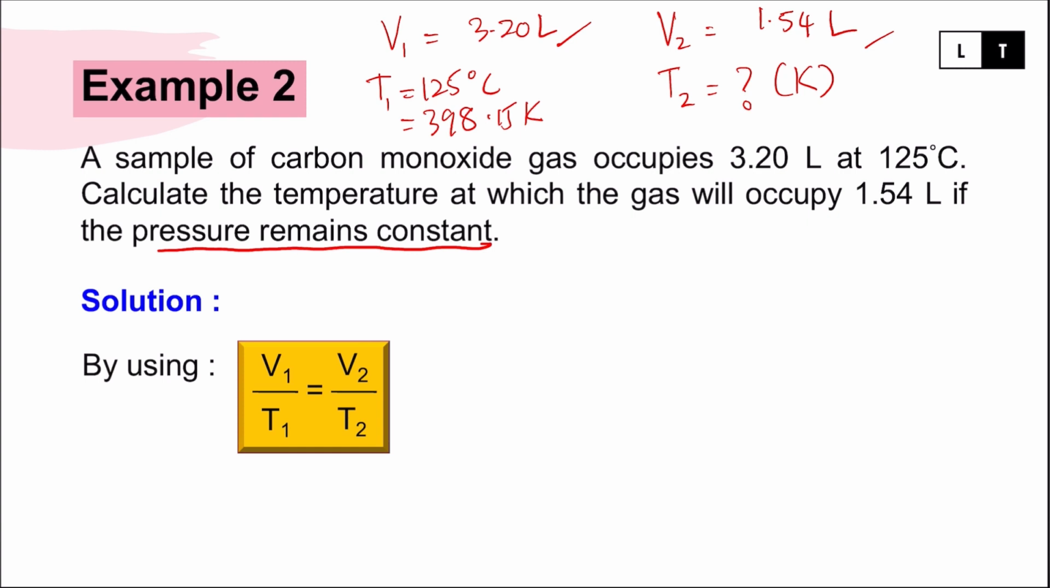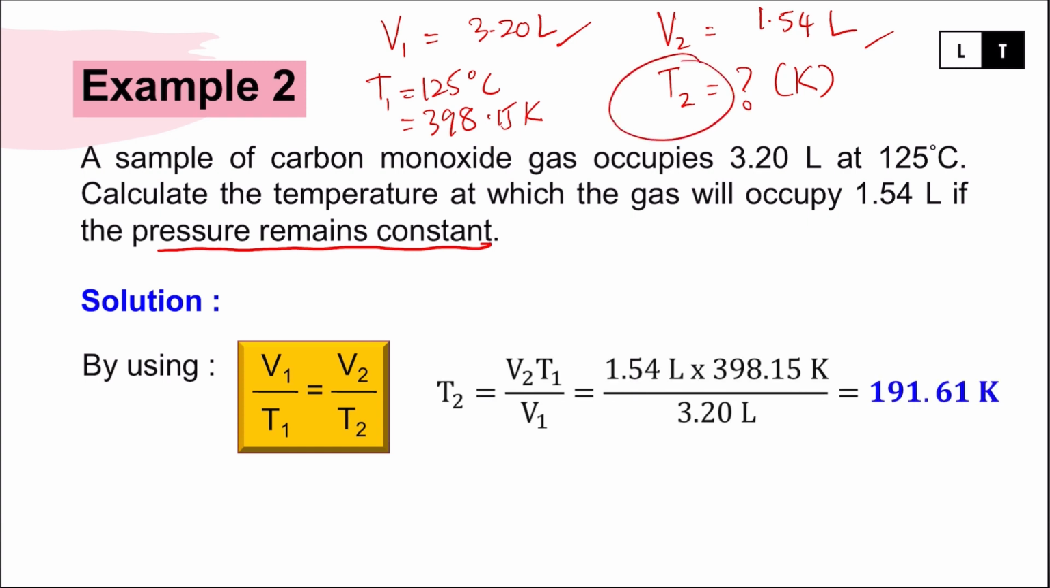Dan saya akan rearrange jadikan T2 sebagai saya punya subject. So, I put all those values. I will have my T2 is 191.61 Kelvin. So, inilah jawapan dia. Next one. Charles' law sama juga macam Boyle's law.